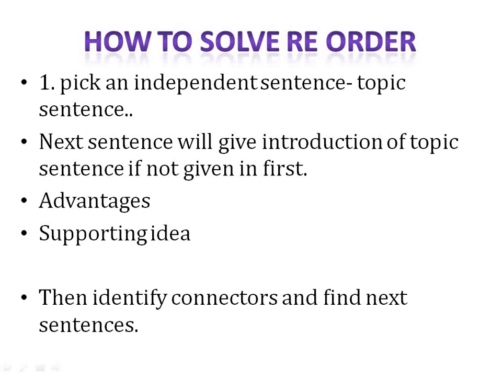And one thing to notice is advantages are followed by disadvantages, not disadvantages followed by advantages. So in this case, if advantages and disadvantages are given in paragraphs, the paragraph containing advantages will come first and then there will be disadvantages. So next, in order to find the next sentences, you need to identify the connectors, how they are related to each other, what's the sequence and what's the coherence, how they are related to the first sentence, these following paragraphs.